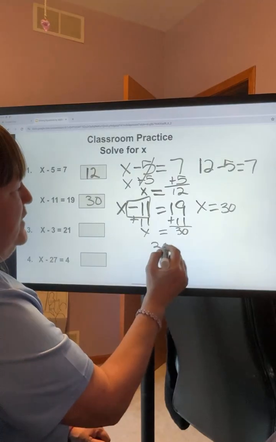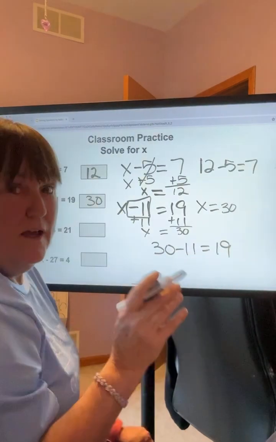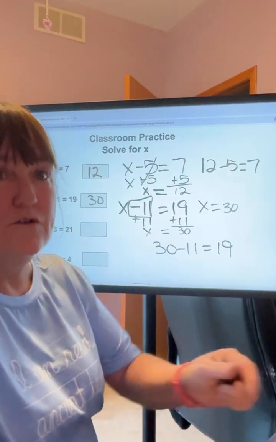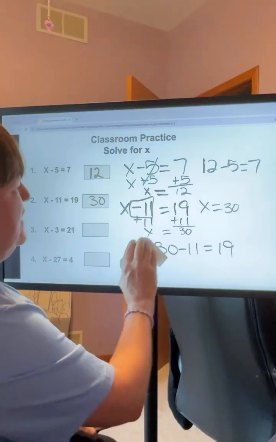Let's try it. You have 30 minus 11 equals 19. And just double check your answers, make sure it's correct. That's all. All right, we're going to erase this so we can have some more board.